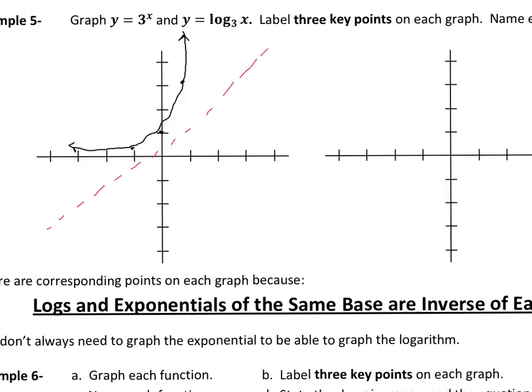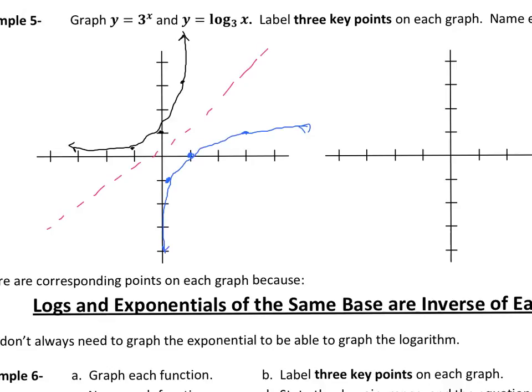All right, now we're going to do our logarithm on the same one. Since my base is the same, guess what I just do with my x and y values? I just switch them. So instead of -1 and 1/3, I'm at 1/3 and -1. Good. So I'm about right here. And instead of 0 and 1, I'm at 1 and 0. And instead of 1 and 3, I'm at 3 and 1. Good. And there's my graph there.